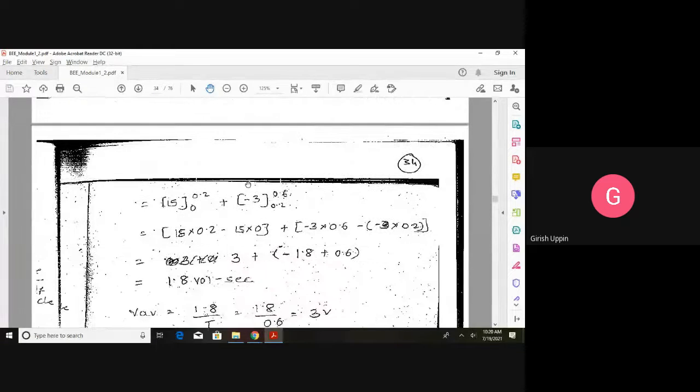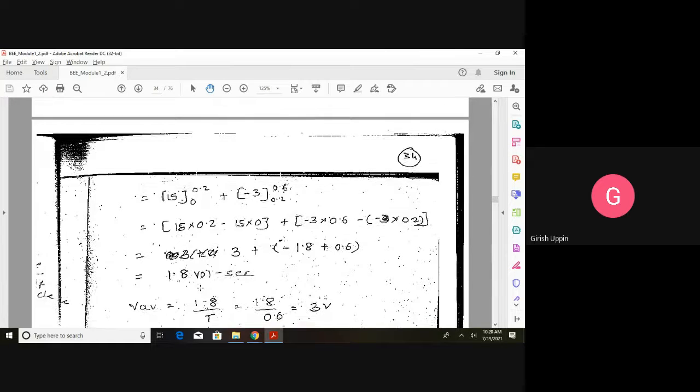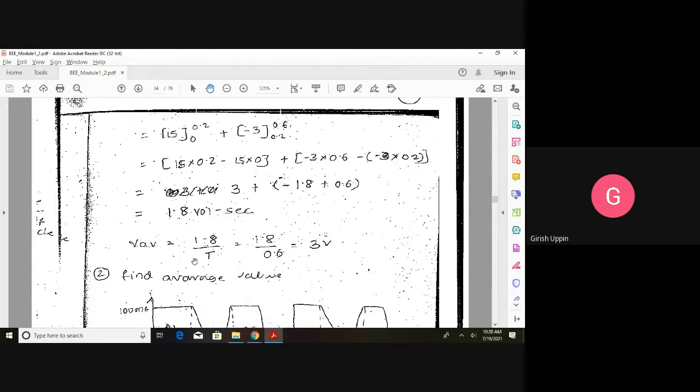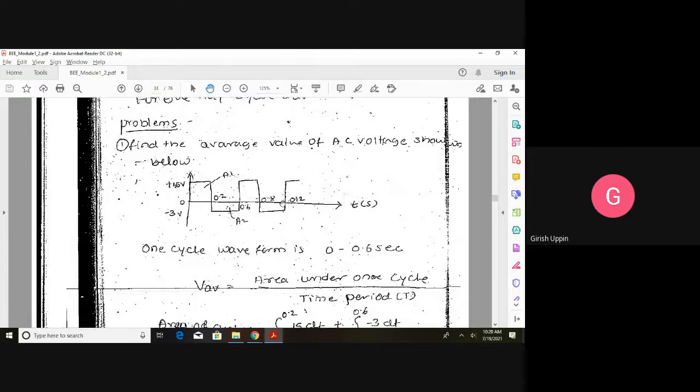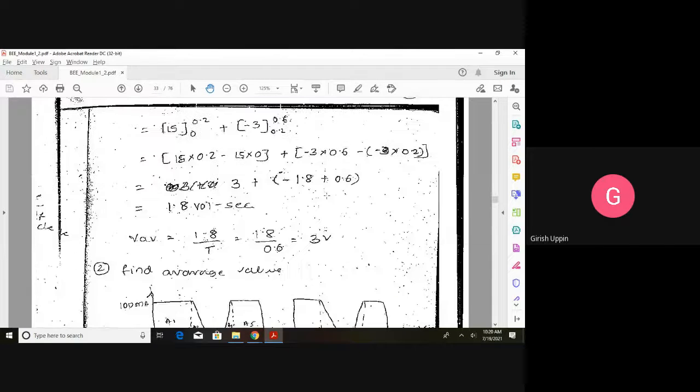So I will show here. 15 into 0.2 minus, this is the integration method they have used. Both will give the same result. How much will I get? 1.8 as the area. Therefore, the average voltage is equal to 1.8 divided by T. T is 0.6. So what is the average voltage? 3 V. Now I can represent this complete waveform with a DC supply of 3 volt. That would be the average value.